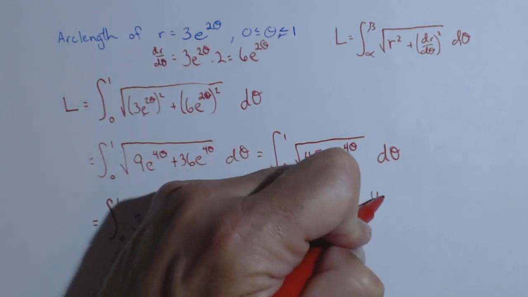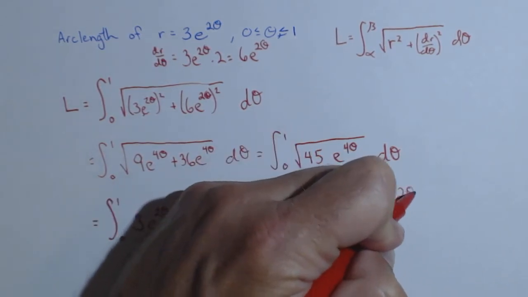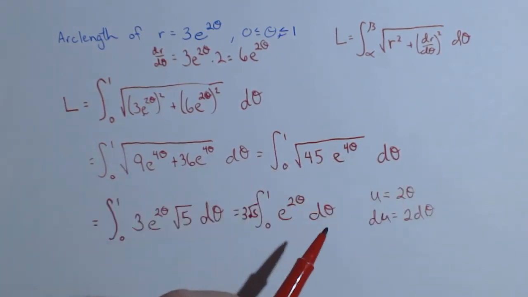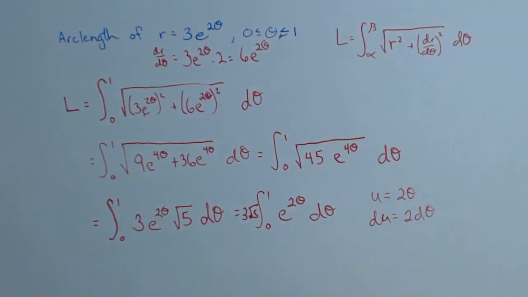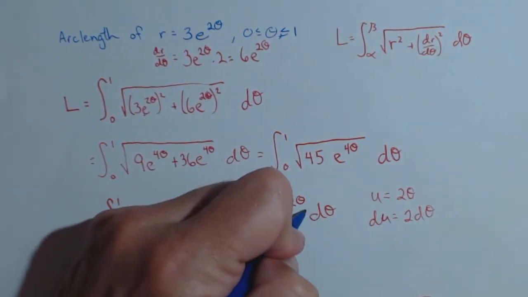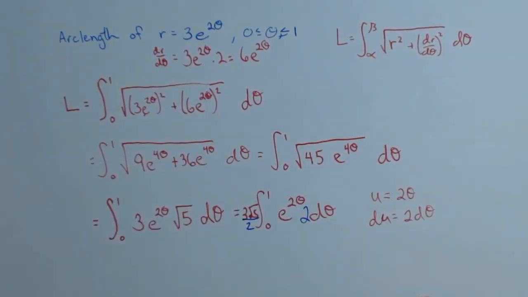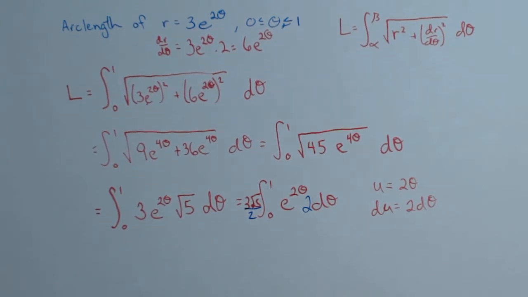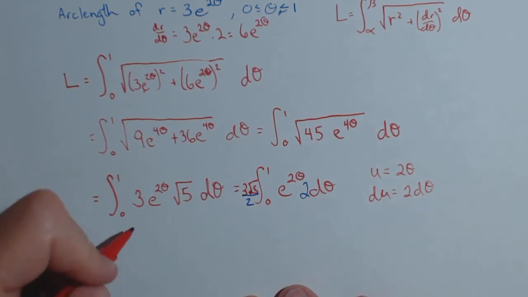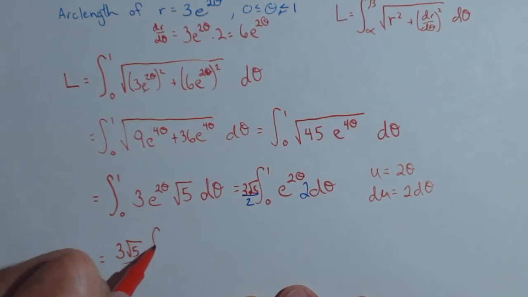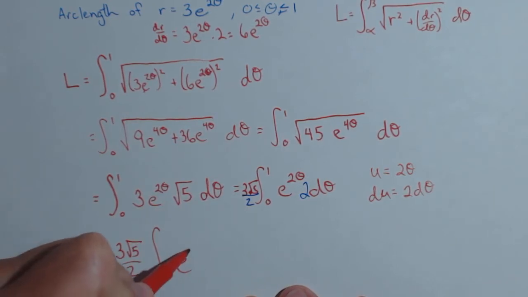And what I might want to do is use a u substitution, let u be 2θ. Then du is 2 dθ. So I see that I have the dθ there, but I'm going to need a 2 there, which means I'm going to need to multiply by a 1/2 out here. So those in blue are part of my u substitution. And so now we can make the substitution. We have 3 square root of 5 over 2 on the outside. And now it's just e^u du, a very simple integral.